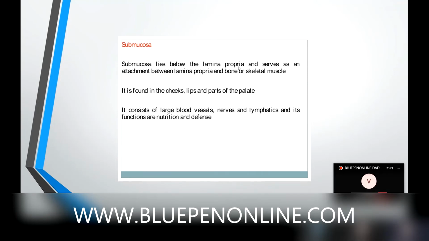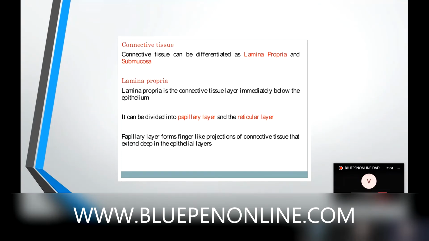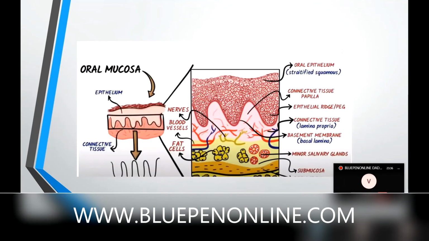Submucosa lies below lamina propria and serves as attachment between lamina propria and bone or skeletal muscle. In the connective tissue we had two portions: one is lamina propria, one is submucosa. See, epithelium, connective tissue. This is lamina propria. This is submucosa. So submucosa acts as an attachment between the lamina propria and the underlying bone or periosteum. Clear?